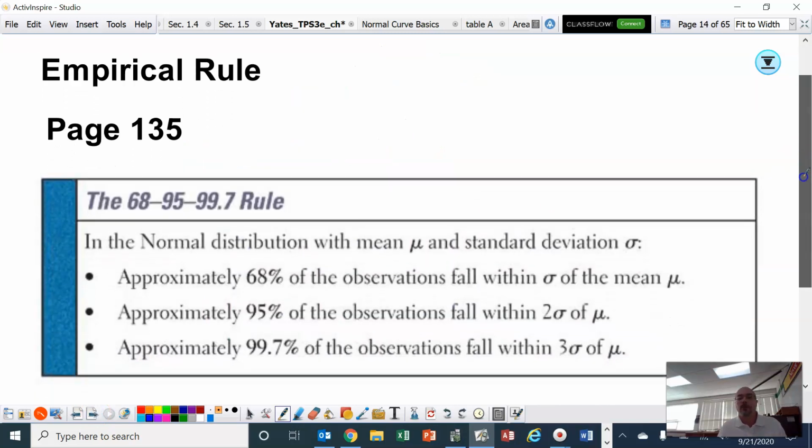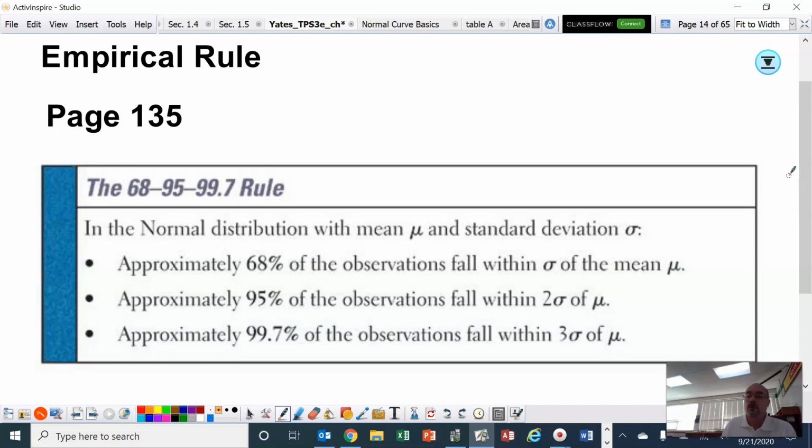All right, the empirical rule. You need to memorize this. Again, you will recognize this from advanced algebra. We did it at the end of the year. Page 135. The 68, 95, 99.7 rule. Approximately 68% of the observations fall within one standard deviation of the mean mu. Approximately 95, notice it's approximately. These approximations are good in AP statistics, so these are easier to work with than trying to remember those decimals. Approximately 95% of the observations fall within 2 standard deviations of the mean, and approximately 99.7% of the observations fall within 3 standard deviations of the mean.